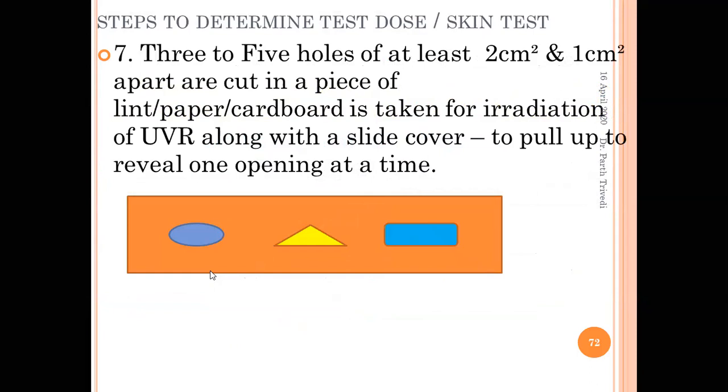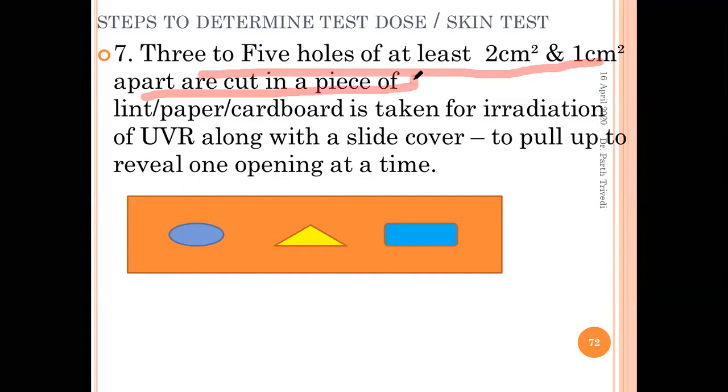One being 1 by 1 or 2 by 2. If I take 2 by 2 centimeter, the center one, this is 1 by 1, and this is 3 by 3. Okay, so generally there are 3 to 5 hole setups, at least 2 by 2, 2 centimeters and one apart. On a lint paper, cardboard is taken.